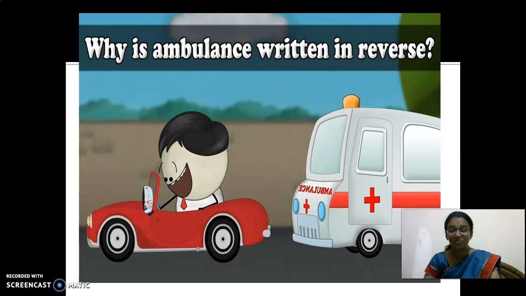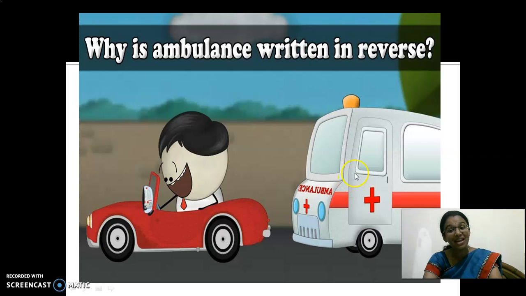Just do it. It will be inverted in the mirror. It looks inverted in the mirror. So, if you write it inverted on the ambulance, the word is reversed here. So, if you see this through the mirror, we are able to see that in a correct form. So, why has this been done?